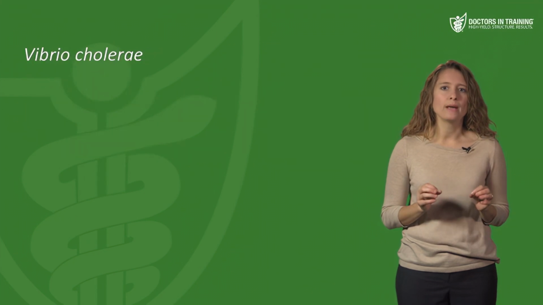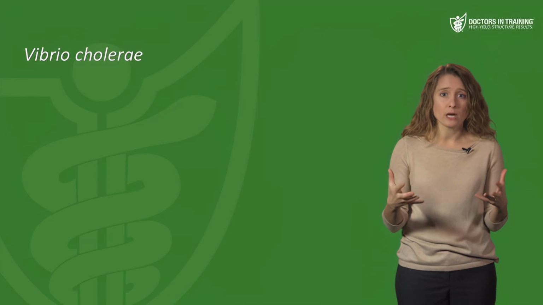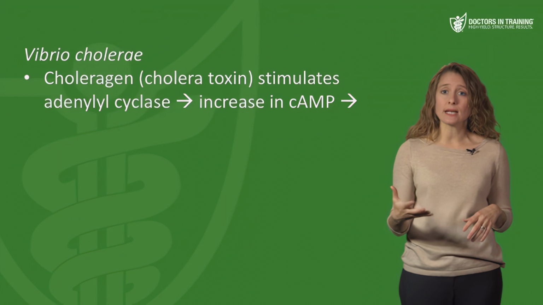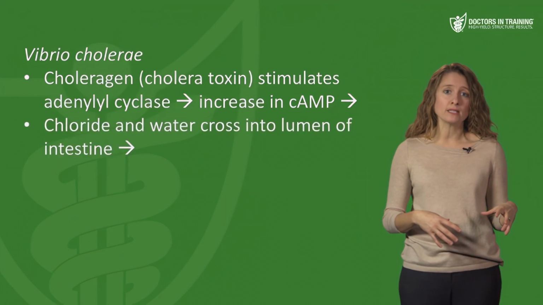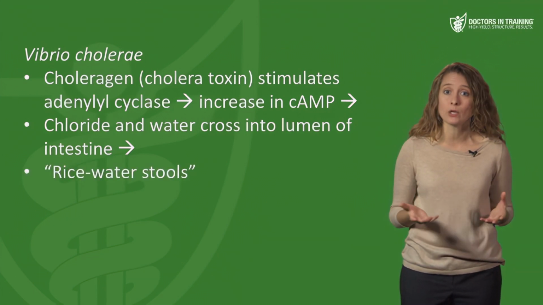Now, Vibrio cholerae. It utilizes a similar mechanism through choleragen, or cholera toxin. Cholera toxin stimulates adenylyl cyclase, increasing cyclic AMP. This causes chloride and water to cross into the lumen of the intestines, creating large amounts of rice water stools that are typical of cholera.